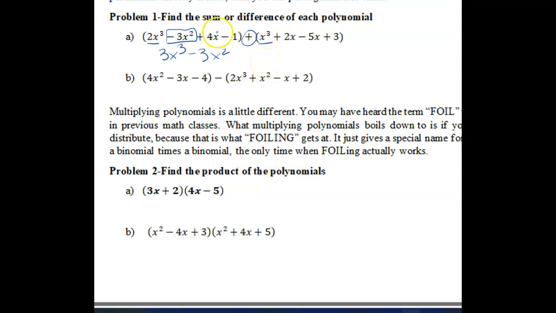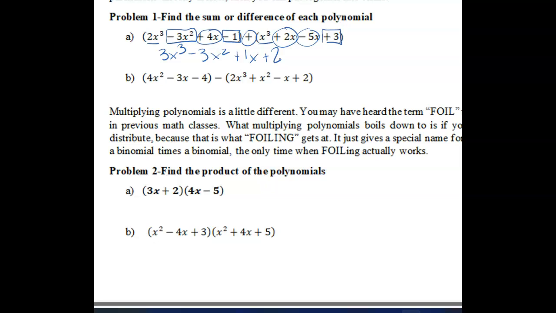Alright, and then finally I've got a 4x, a 2x, and a negative 5x, so positive 4x plus 2x should give me 6x, minus 5x should give me just 1x. And then I've got negative 1 plus 3. So I've got to add those together, giving me just 2.